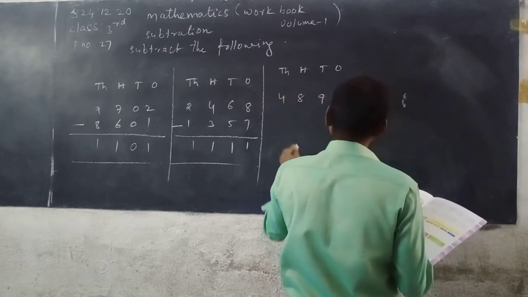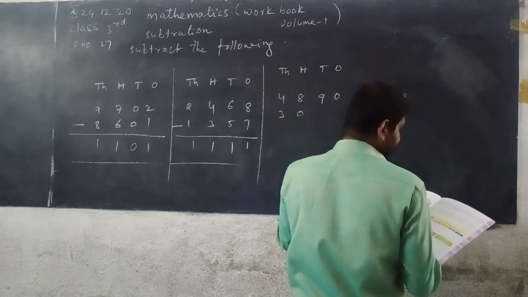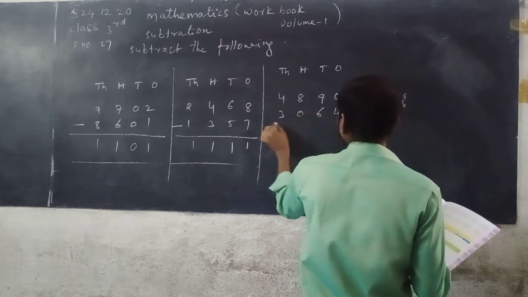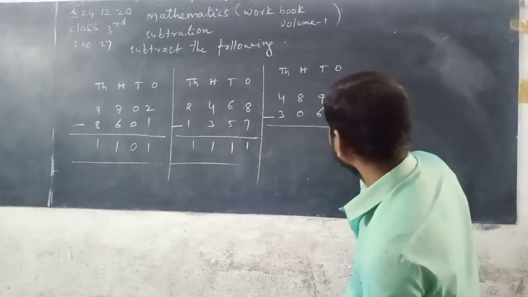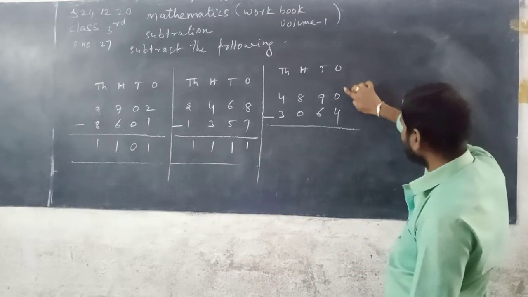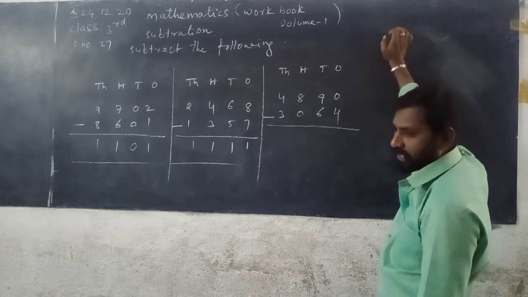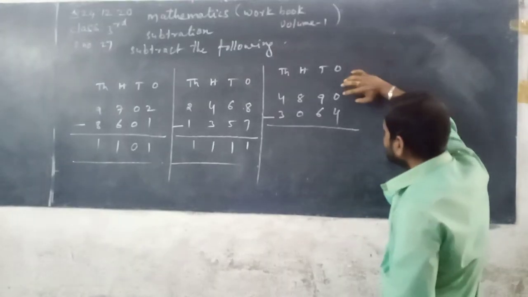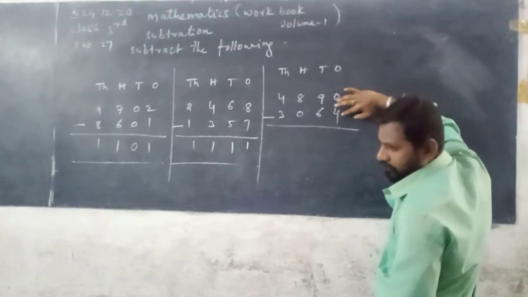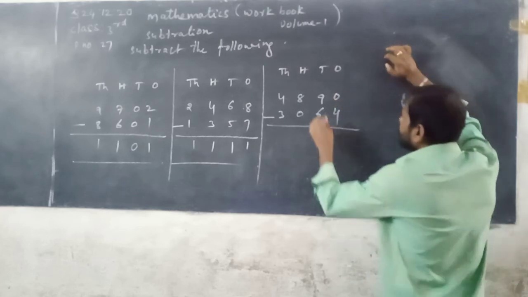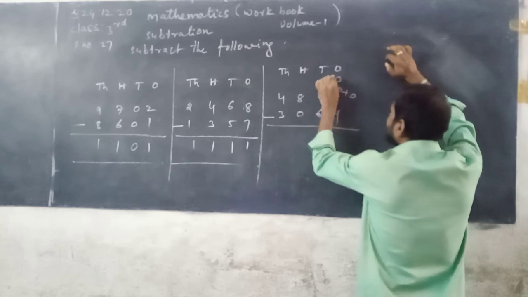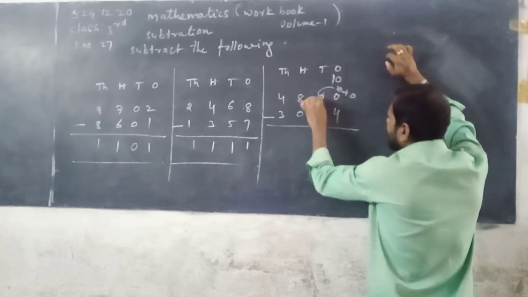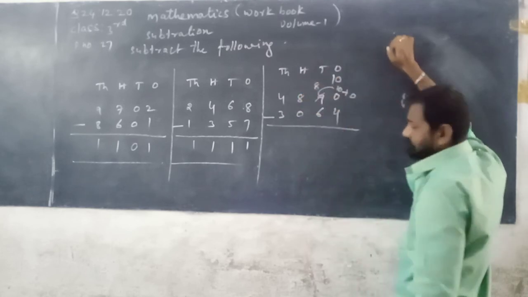4,890 minus 3,064. Look at the blackboard, everybody. First subtract the digits in the ones place. 0 minus 4, possible? Not possible, because 0 is smaller than 4. Then we have to borrow from 9. It gives 10. 10 is added to 0, you get 10. So 9 loses 1, 9 becomes 8.